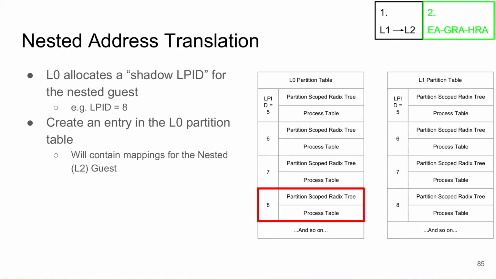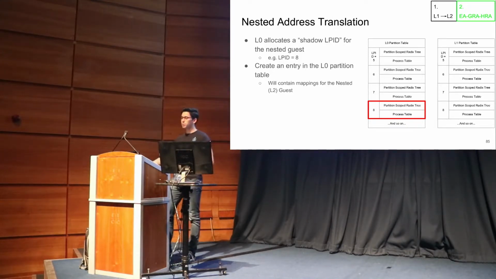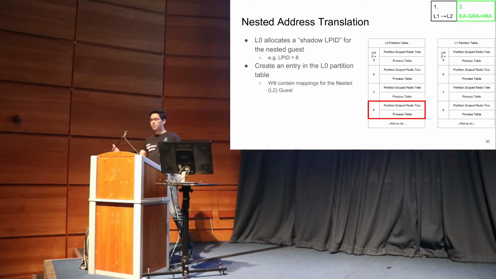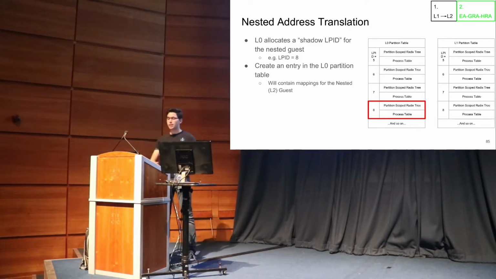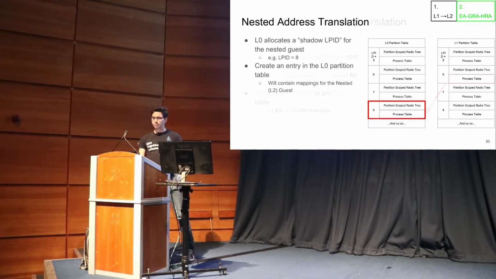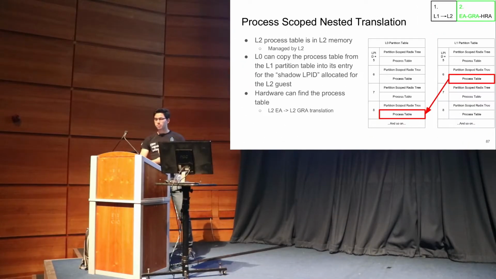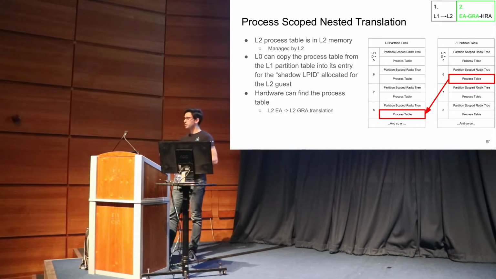Well, what we do in level 0 is we allocate what is called a shadow LPID for the nested guest. And in this example, I'm using LPID 8. And then we go and we create an entry in the level 0 partition table for this nested guest, which will contain mappings for the nested guest. Remember, it's always a two-level translation process. So let's look first at process scoped. So the level 2 process table is in its memory and is managed by it directly. So level 0 can just copy this process table now.